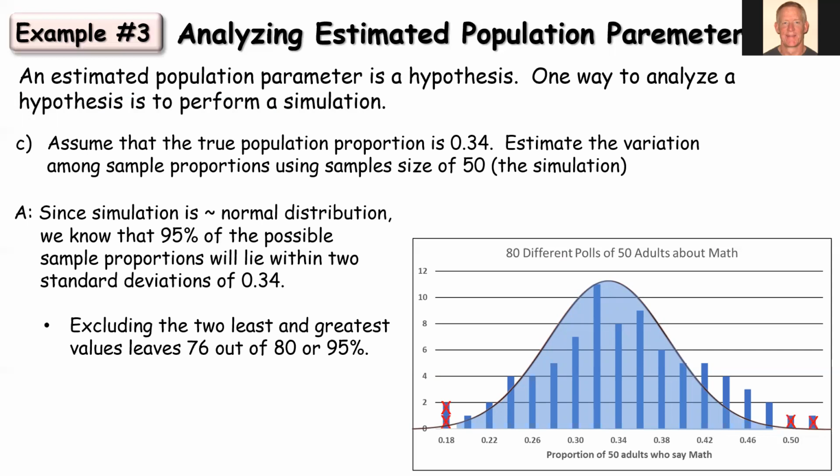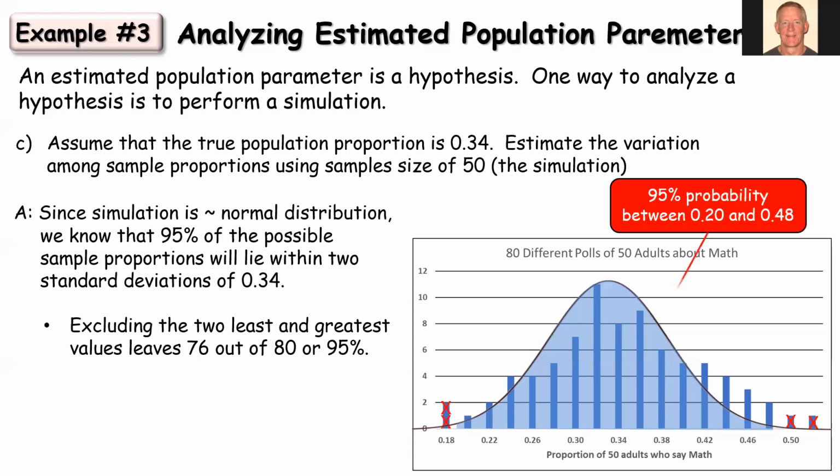If we were to exclude the 2 least and greatest values, in other words, we have 2 at 0.18, and then we had 1 at 0.5, it looks like another one at 0.52, what do we have left, right? We would have 76 out of the total of 80 simulation polls that we did, which leaves us with 95%. So there's a 95% probability, right, that if we were to do a random poll, we could get values that fall between 0.2 and 0.48.